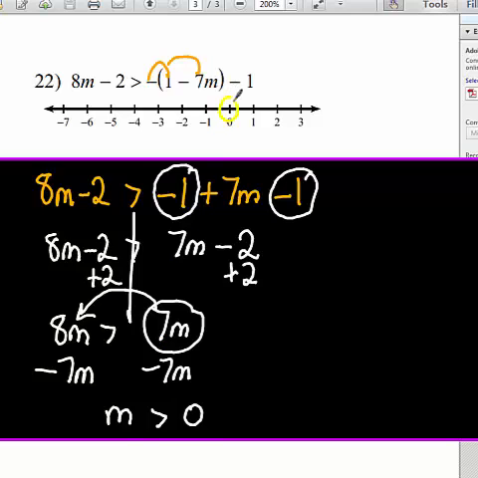So that is an answer. I can say that's 0, open circle at 0, and we go greater than 0. So open circle at 0 and greater than 0, and we are done.